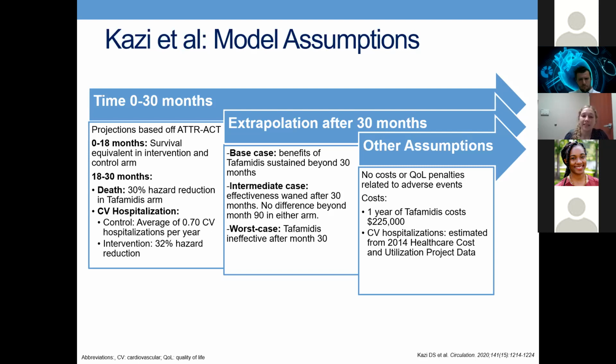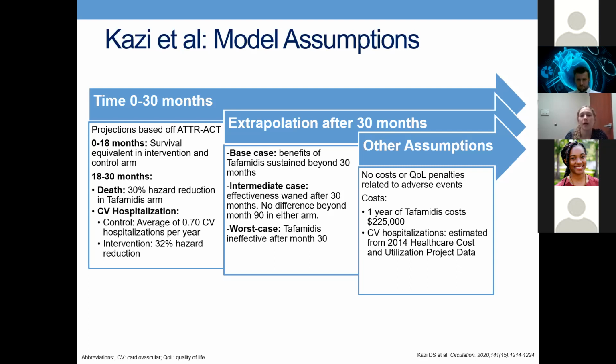And 3 different cases were presented. The first was a base case analysis, which was basically a best case scenario that assumed the benefits of tafamidis were sustained beyond 30 months. Then they looked at an intermediate case where the effectiveness of tafamidis waned after 30 months, and there was going to be no difference between the intervention or the control group at month 90. And then finally, they had the worst case scenario where tafamidis becomes ineffective after month 30.